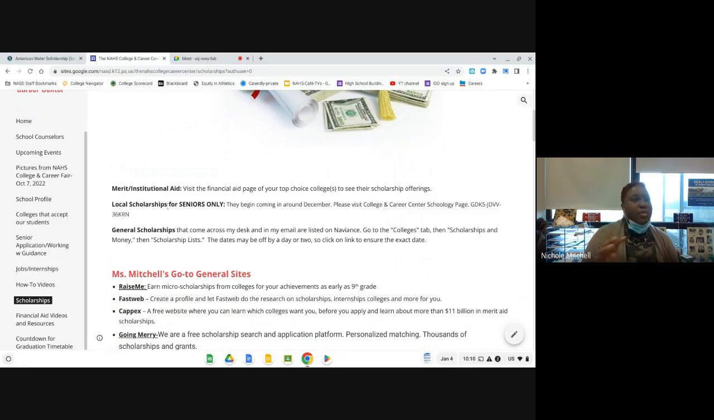There are three general types of scholarships that you will be looking at from colleges. The first thing is called merit or institutional aid. That is money that will be sent to you based off of your grades, your test scores, extracurricular activities, and other things.